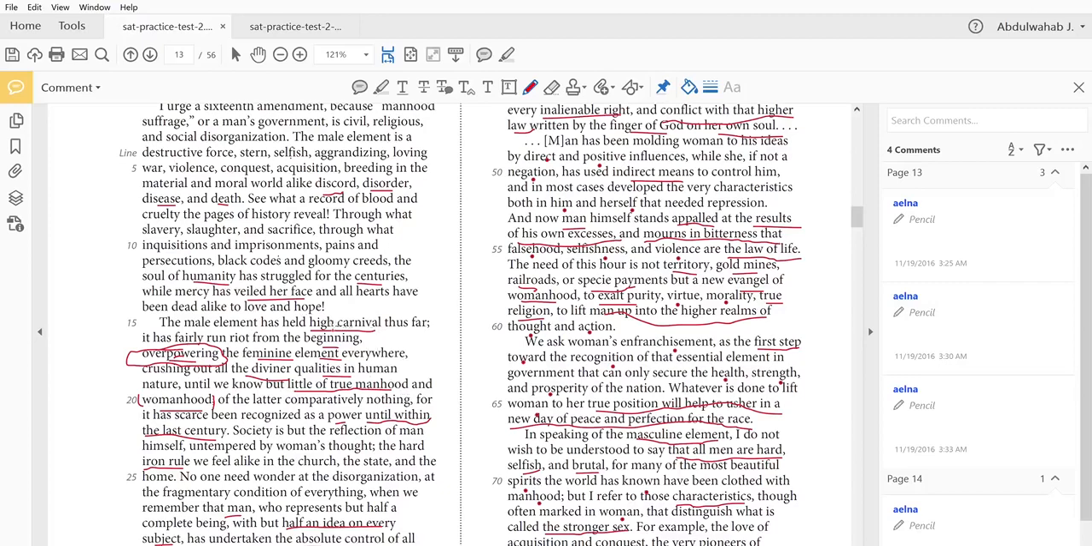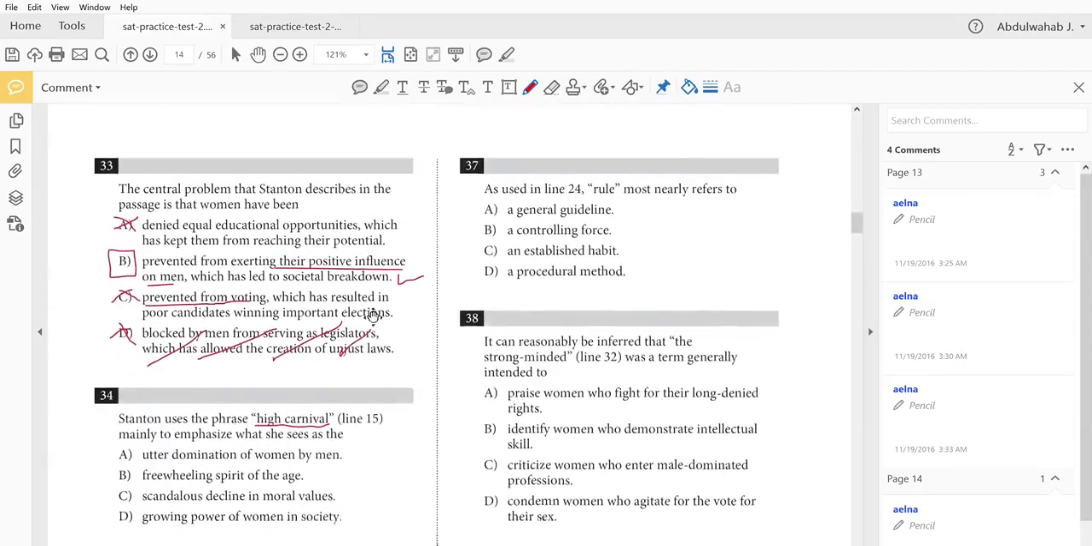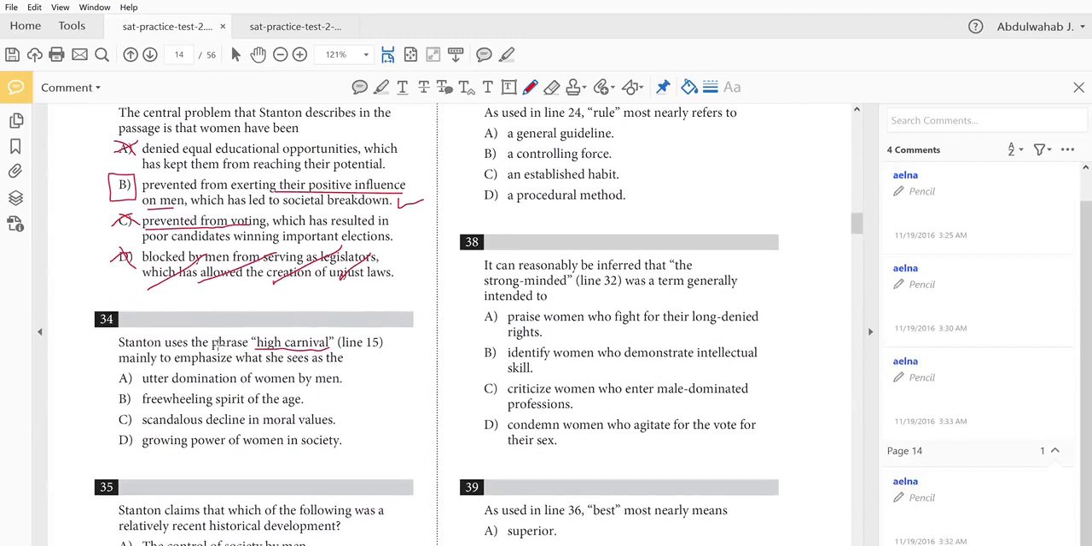So the meaning that we could get from here is that the male element has held the upper hand in a sense. They have overpowered or taken control of women. They have been the stronger element in society. So she uses the phrase high carnival to emphasize what she sees as the utter domination of women by men. This looks good.